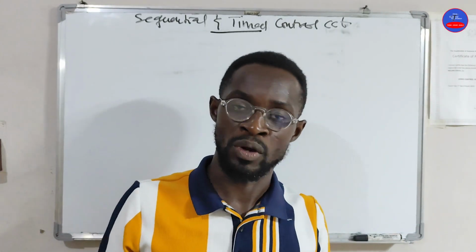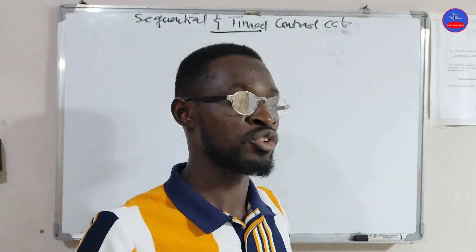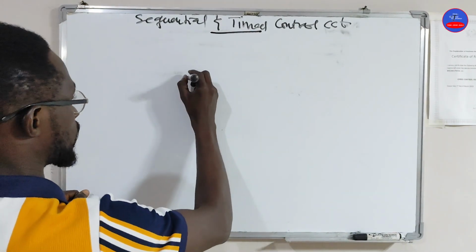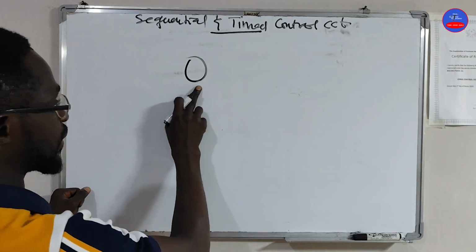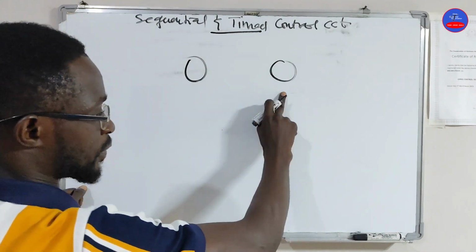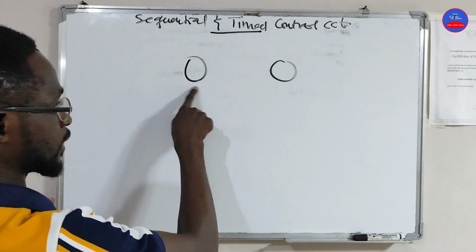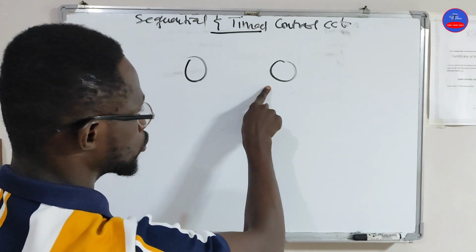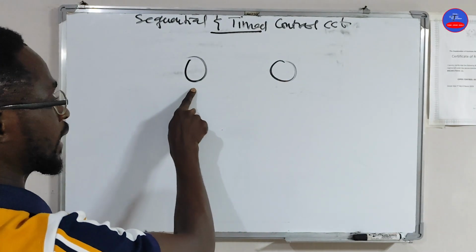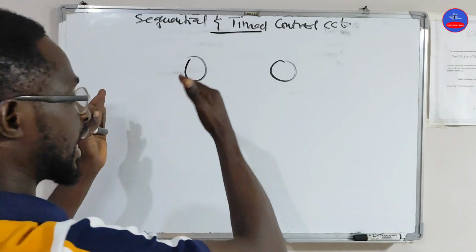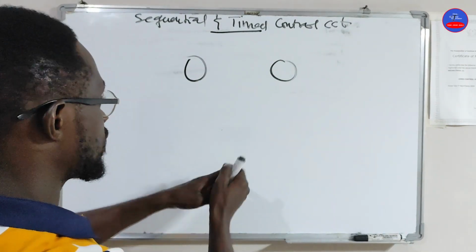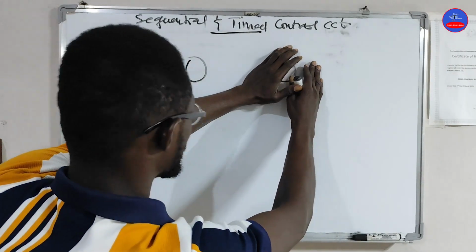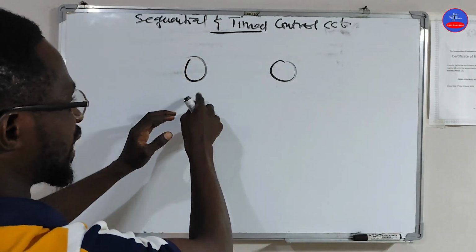When we talk of sequential control circuit, what do we mean by sequential? Sequential means this one has to happen before this one will also happen. Without this one happening, this one can never happen. So it means that they are in sequence. If I don't come on, you can't also come on. So that is the sequence.